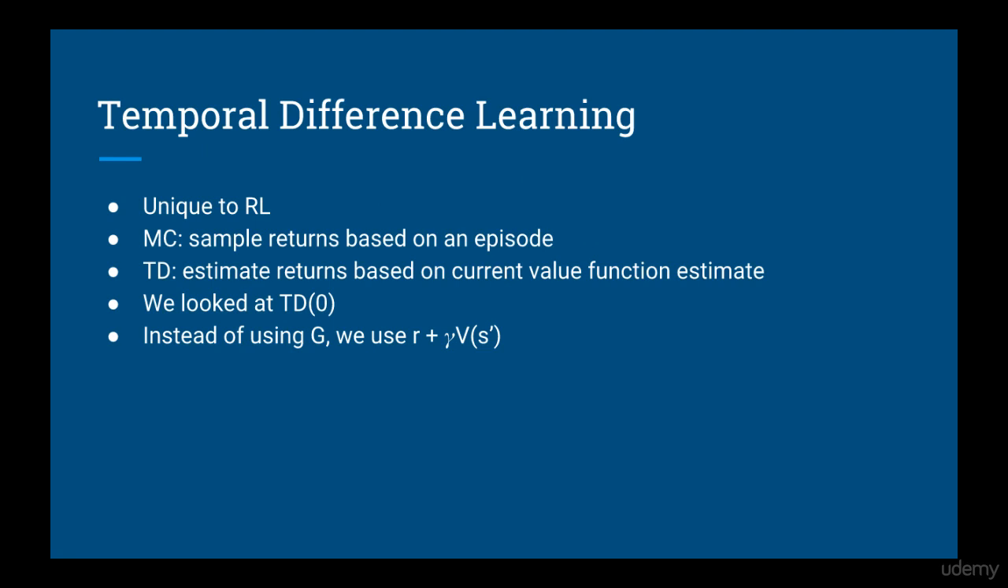Temporal difference learning is an algorithm that is unique to reinforcement learning. Whereas with Monte Carlo, we need to sample returns based on an episode, with TD learning, we estimate returns based on our current estimated value function. Specifically, we looked at what is called TD0. So instead of using G, which is the sample return, we use R plus gamma times V of S prime, which estimates the return from the next state and onward. R is still a sample that we got from playing the episode.